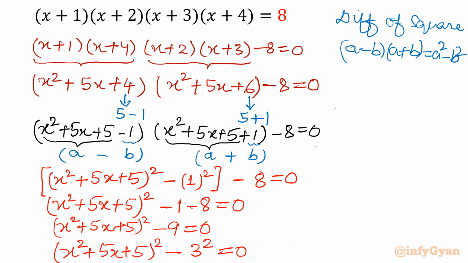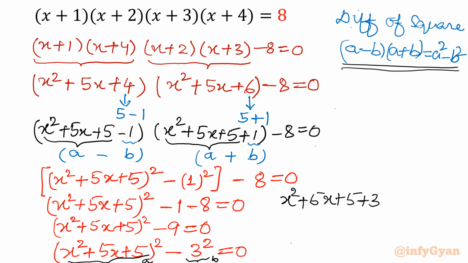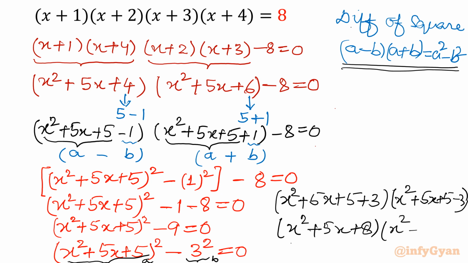So I will consider this one as a and this one again as b. Now you can see a square minus b square. Again I will write a minus b, a plus b. So let me write here x square plus 5x plus 5 plus 3, this is a plus b, and again x square plus 5x plus 5 minus 3, a minus b is done. So plus 3 in the first bracket and minus 3 in the second bracket. So overall what we'll get is x square plus 5x plus 8 in the first bracket and x square plus 5x plus 2 in the second bracket equal to 0.